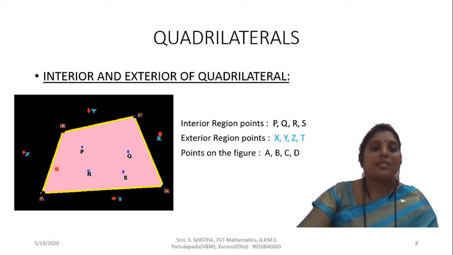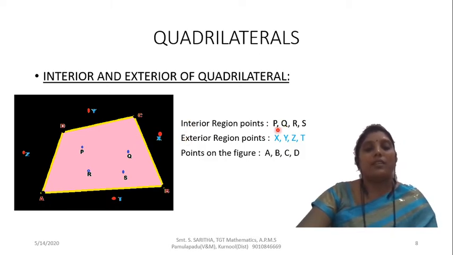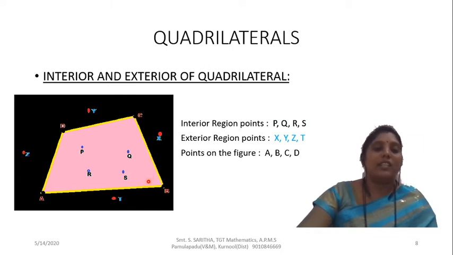And the quadrilateral itself is one more part. So basically, when you draw a quadrilateral in a plane, the quadrilateral divides the plane into three regions: the interior region, the exterior region, and the region of the quadrilateral. The points which lie in the interior region, point P, point R, point S, and point Q, are called interior region points. And the points which lie in the exterior part, that is point Y, point Z, point T, and point X, are called exterior region points.